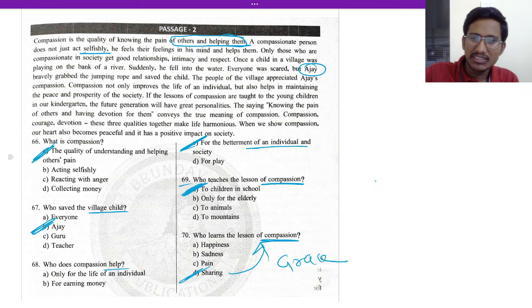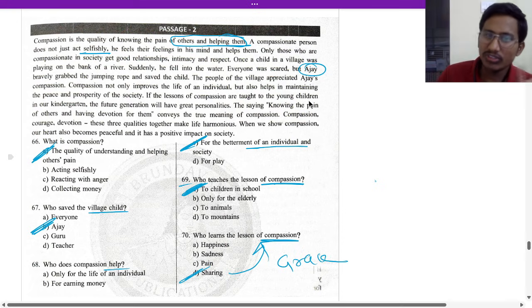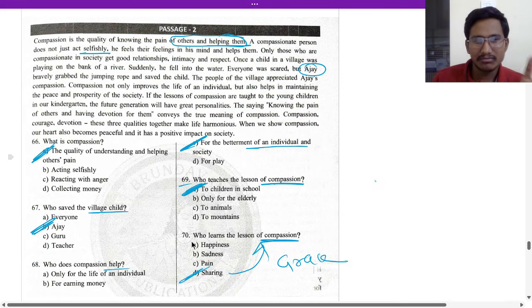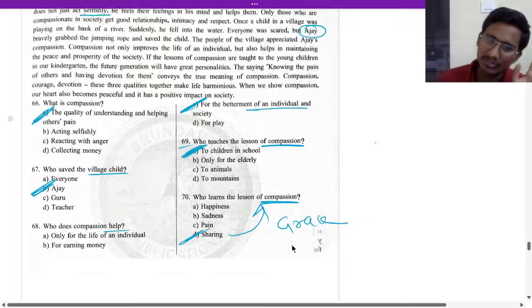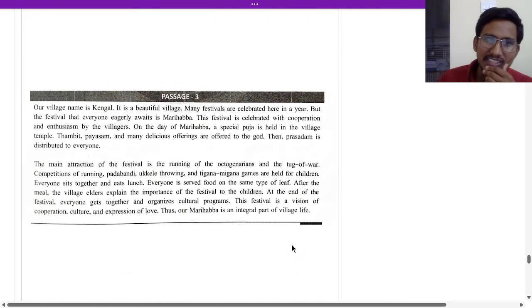Okay, so who learns the lesson of compassion? What is that question? It is not giving a complete meaning. So leave that, or is sharing the answer? Compassion means sharing the pain, or also understanding the pain, so that you can go with sharing, but take it as grace. Okay, fine. So next, passage 3.